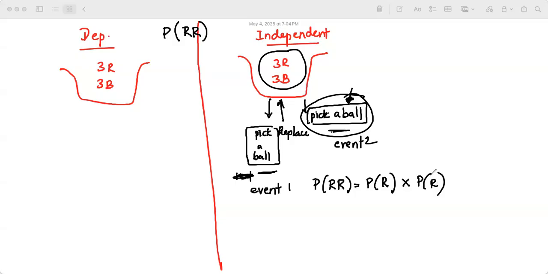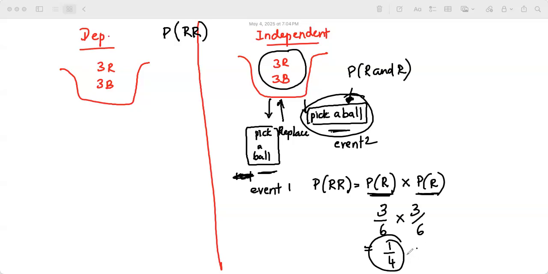Am I making sense? See, there is no change between the two. So they're completely independent. The probability of picking a red is what everybody knows here. There are 3 red balls, 3 blue balls. So 3 out of 6 times 3 out of 6. Why multiplication? Because I need the probability of red and red. So it's 1 by 4. Does that make sense?